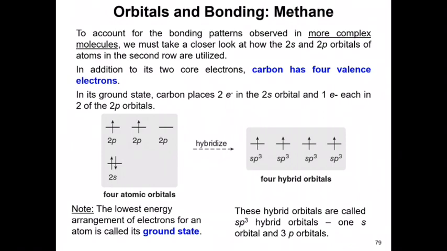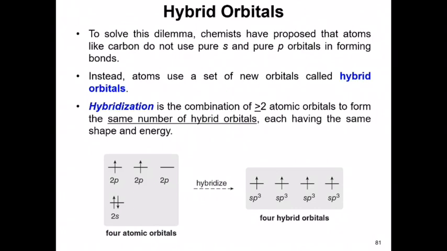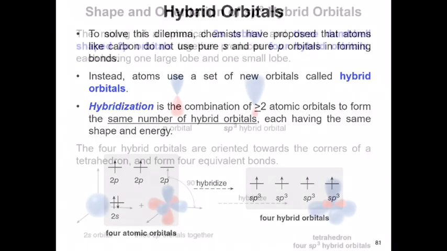With 4 hybrid orbitals, each containing 1 unpaired electron, carbon is capable of forming 4 bonds, which is consistent with the Lewis theory. In valence bond theory, atoms like carbon do not use pure s and pure p orbitals in forming bonds. Instead, atoms use a set of new orbitals called hybrid orbitals. So the valence bond theory basically uses the concept of hybridization, which is the combination of at least 2 atomic orbitals to form the same number of hybrid orbitals, each having the same shape and energy.